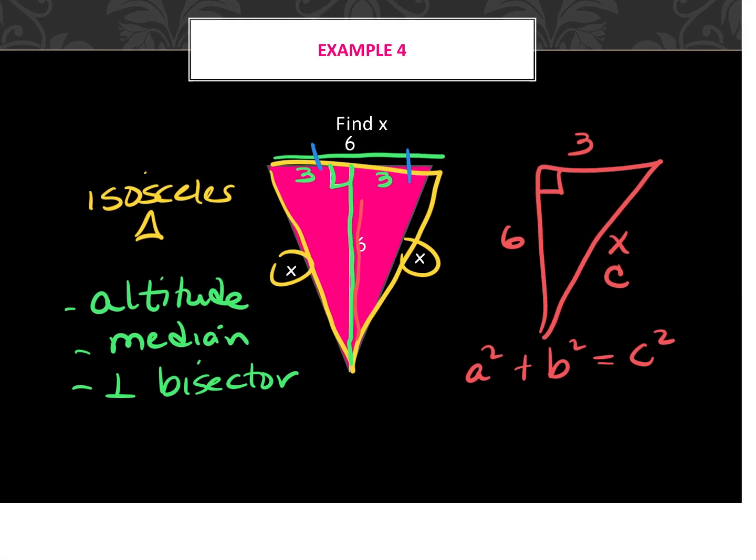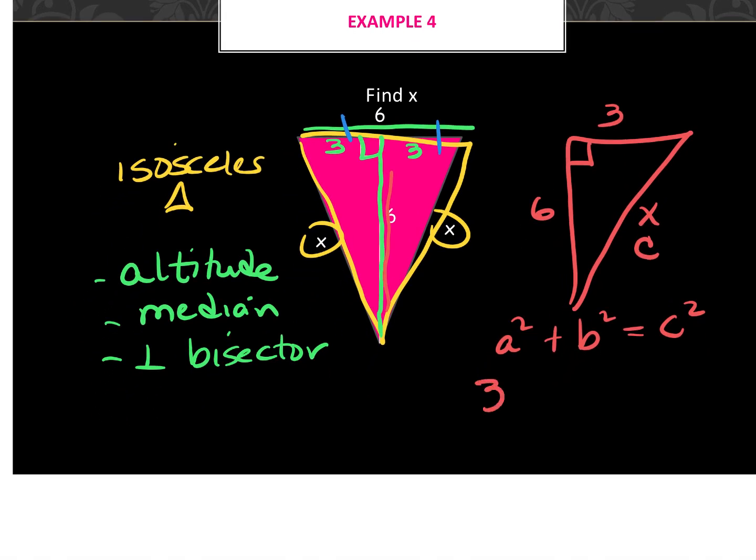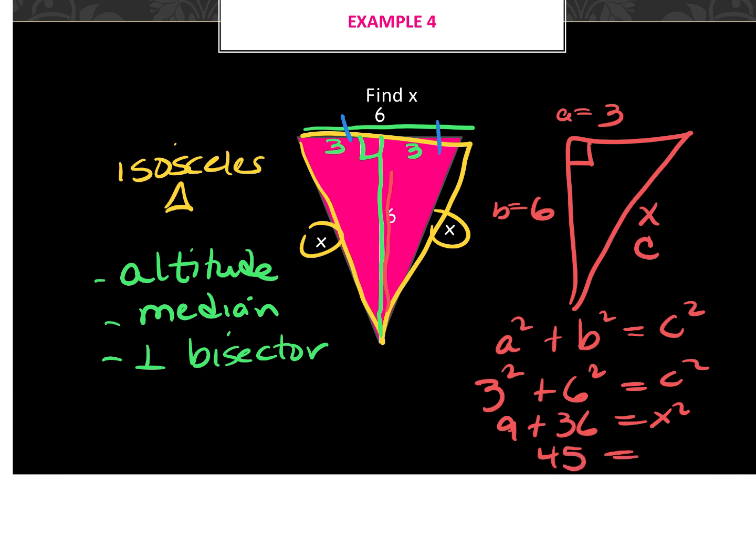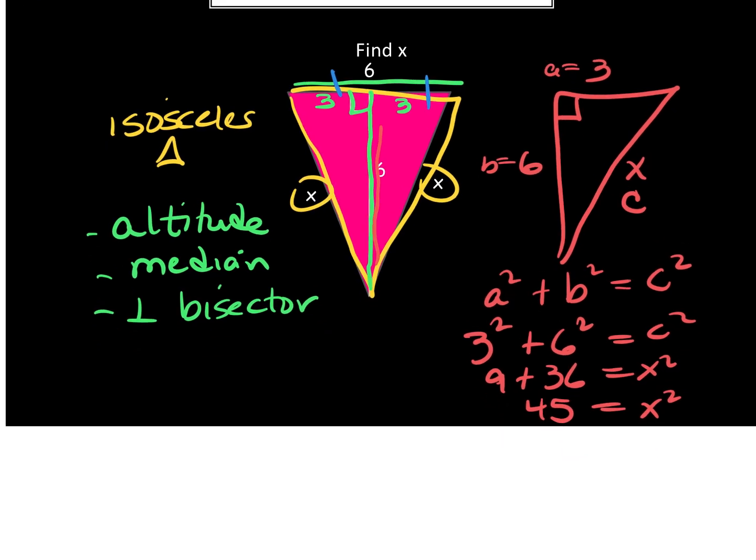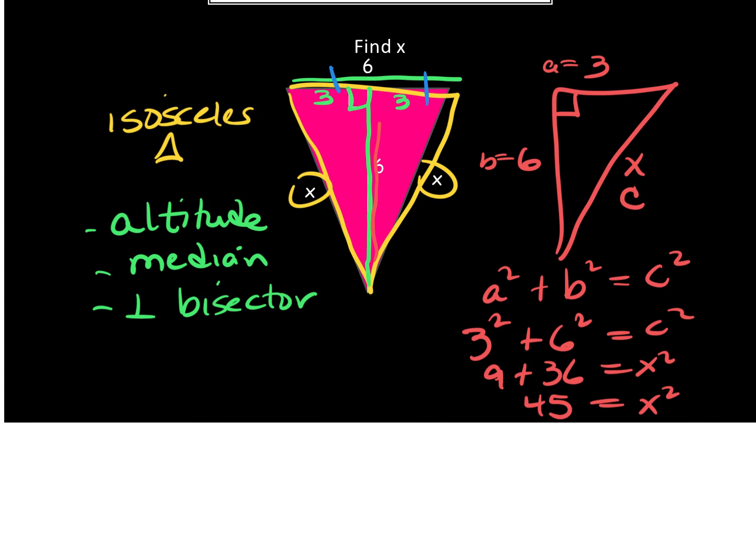So let me go ahead and plug in the numbers: 3 squared plus 6 squared. It doesn't matter if you would have said the 3 is a and this is b, because these are the legs and you can switch those up. So then I get 9 plus 36. I'm going to add them, and I get 45. Remember, we don't want just x squared, we want x, so we have to square root it.